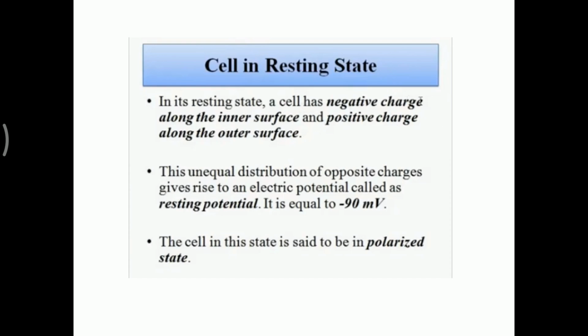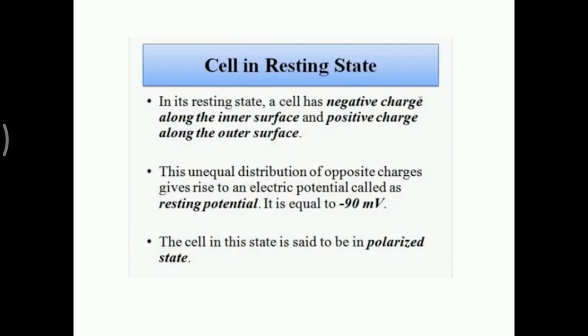So when it is separated during the rest position. So what is rest state? When we are sleeping or when we are not doing any activities. This state is called a resting state. During the resting state, the inner side would be negative and the outer surface would be positive. Thus the separation of charges leads to electric potential generation. We call it the resting potential.